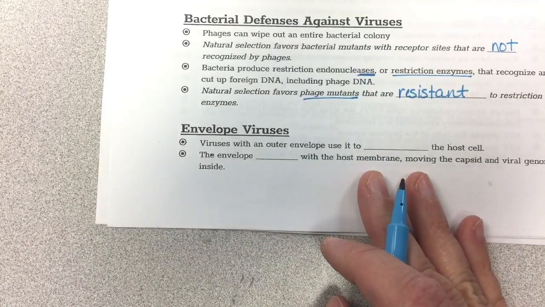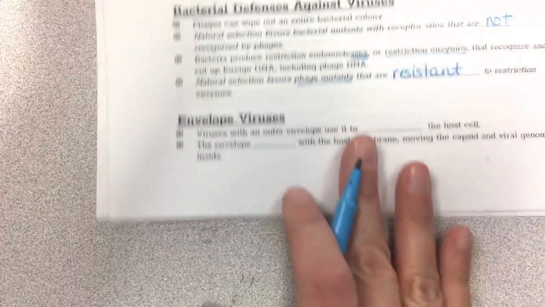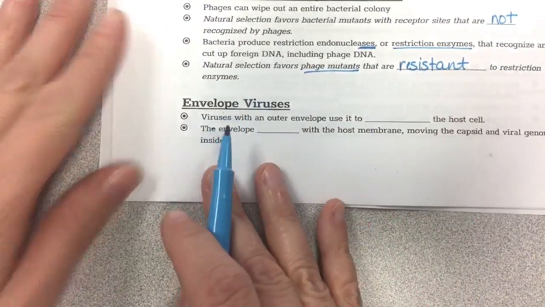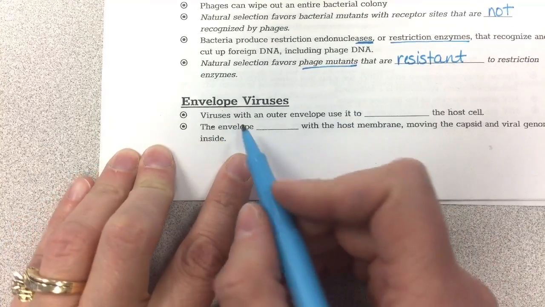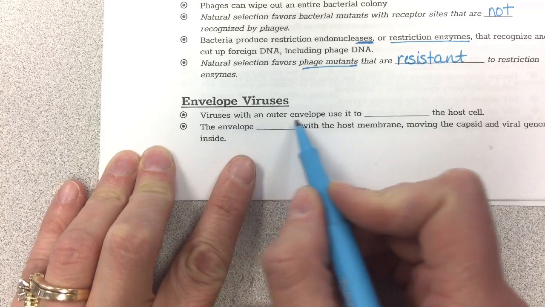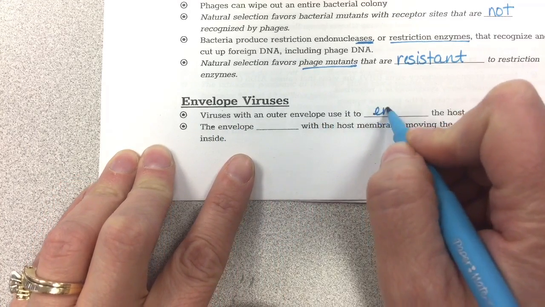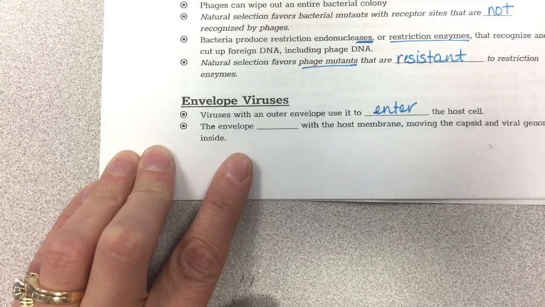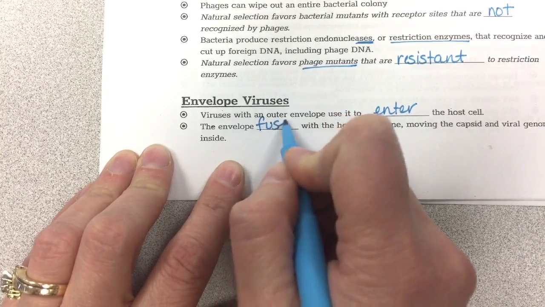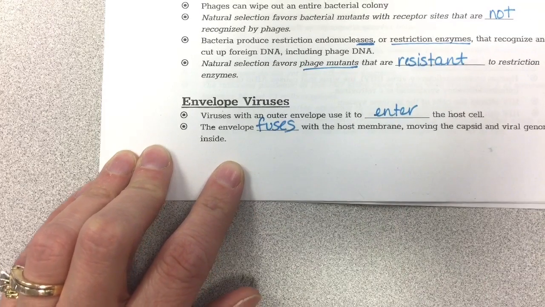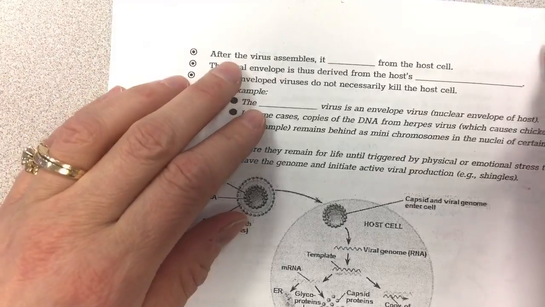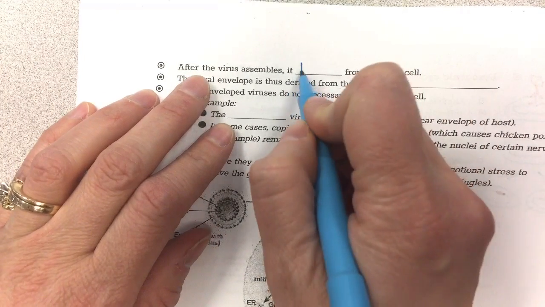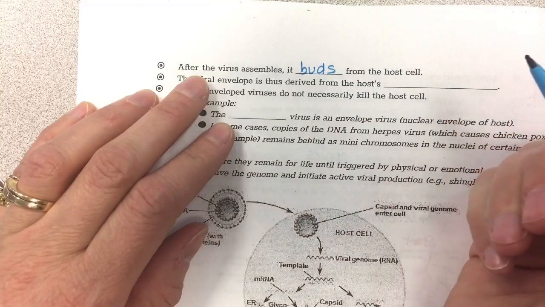So let's look at another type of virus. So we've looked at the bacteriophages, which only infect bacteria. So let's look at some of the viruses that infect eukaryotic cells. So envelope viruses, and I introduced this with the influenza viruses. Viruses with an outer envelope use it to enter the host cell. So it's a way to get inside the host cell. What happens is the envelope fuses with the host membrane, moving the capsid and viral genome inside. So let's turn it over here. After the virus assembles, it buds from the host cell.